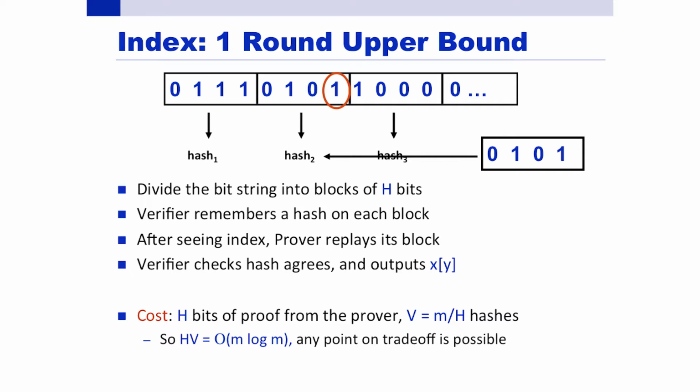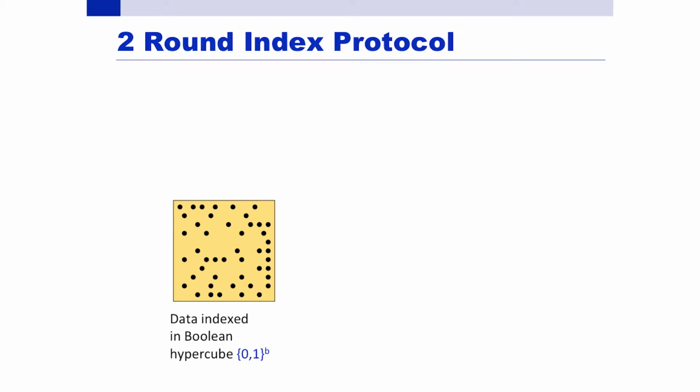So could we do any better? Well, if we go to 2 rounds, we can do something different at least. So here is where my PowerPoint skills fail me, because I'm trying to illustrate a b-dimensional hypercube, and I'm sticking to 2 dimensions to show that. So you're going to have to use your imagination a bit here.